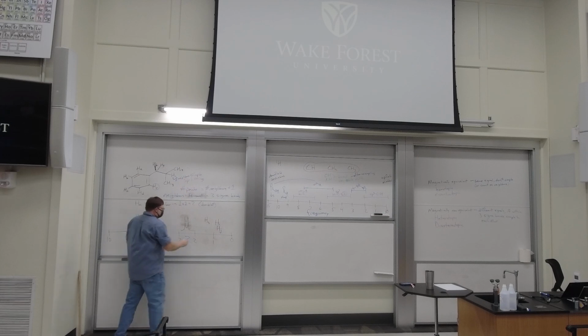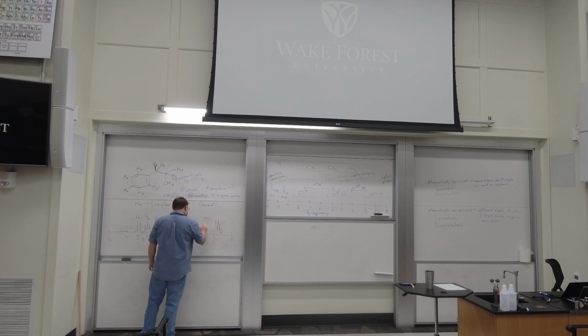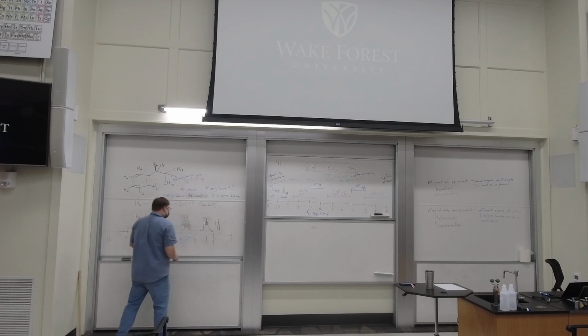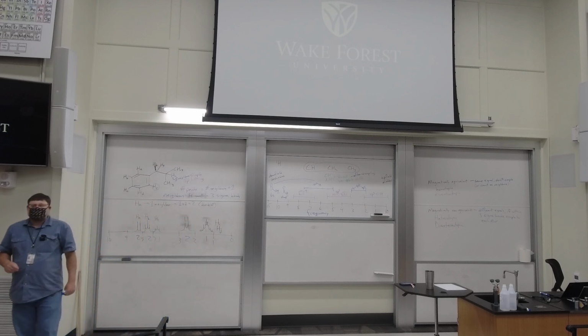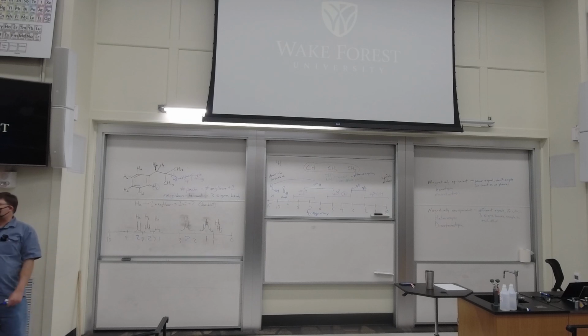This is going to be a nonette. Goodness, can he draw a nonette? It follows Pascal's triangle, and this is going to integrate for 1. I've drawn it bigger so you can see it. And it's ugly, right? I don't grade on artwork in here. HH integrates for 1 because there's only one HH. It's got 8 neighbors, so there's going to be 9 peaks in that thing.